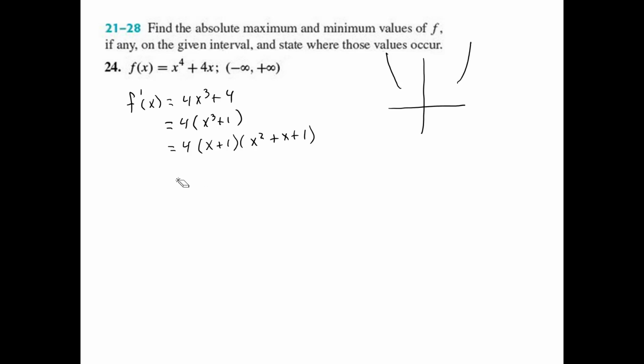So then absolute min at x equals -1. Find the absolute maximum and absolute minimum values. That's asking for the y values, and so we can figure out the y value by finding f of -1. And when you put in -1, you get 1 minus 4, which is -3, and this is your absolute min.